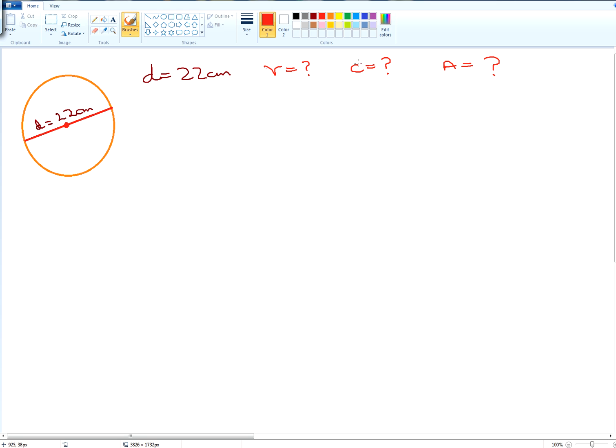Now, what did we say earlier on the previous page? We said that if you know the diameter, you can quite easily work out the radius. What is the radius? 11 centimeters. Radius is equal to the diameter divided by 2. That's the formula. The diameter is 22, divided by 2 gives you 11 centimeters. So that's the radius done.